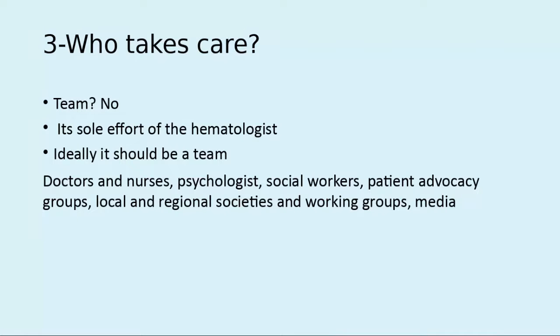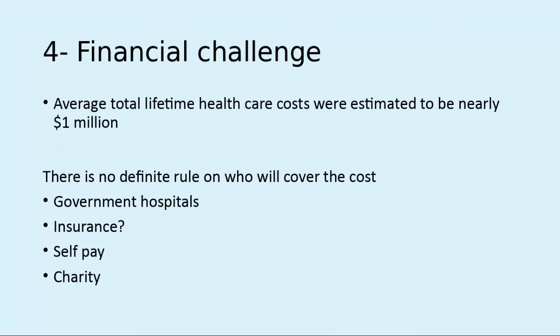Number three is to ask ourselves the question, who takes care? Is it a team of doctors? Is it the solo effort of the hematologist? Ideally, it should be a team of doctors, nurses, psychologists, social workers, and a patient advocacy group. It is a community responsibility and a hospital responsibility. It's much wider than just a hematologist's effort. Again, another challenge is the financial challenge. We know that the healthcare cost was estimated for the lifetime of a patient to be 1 million.